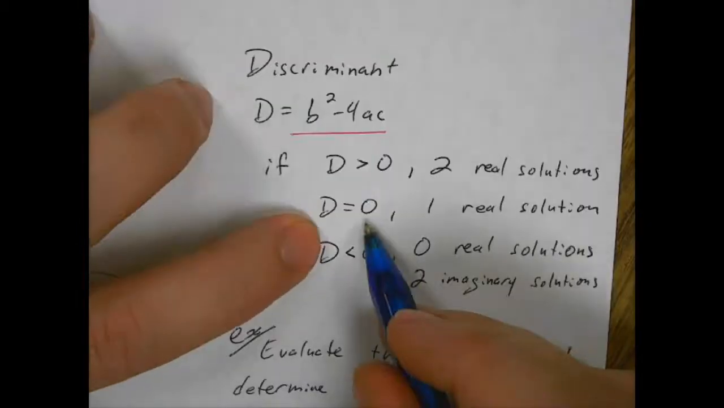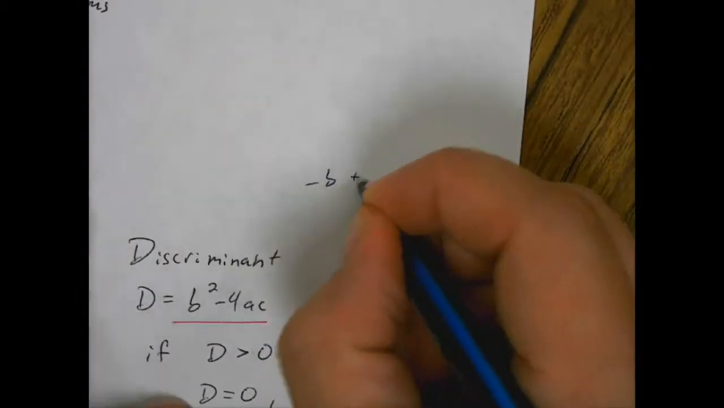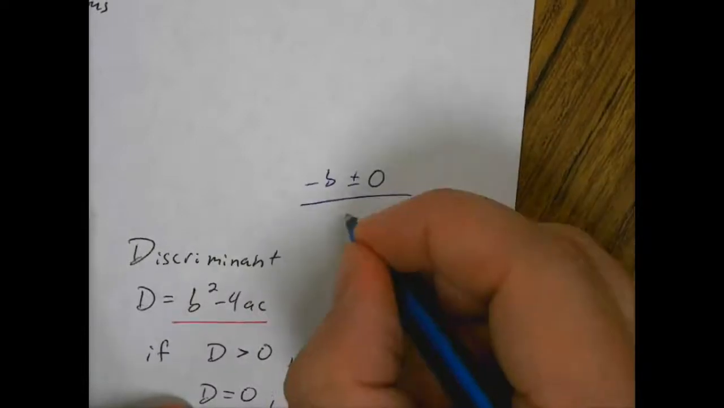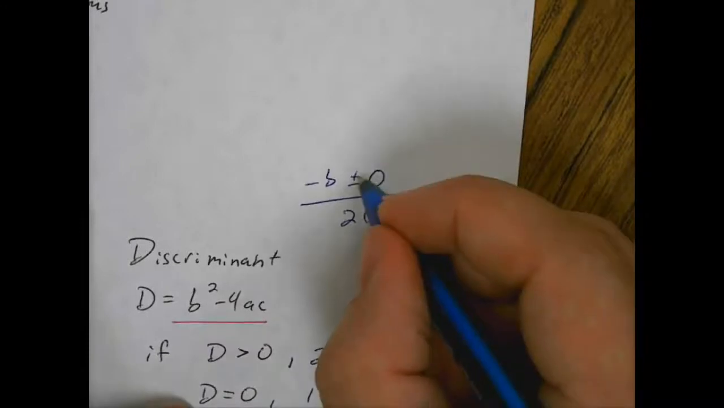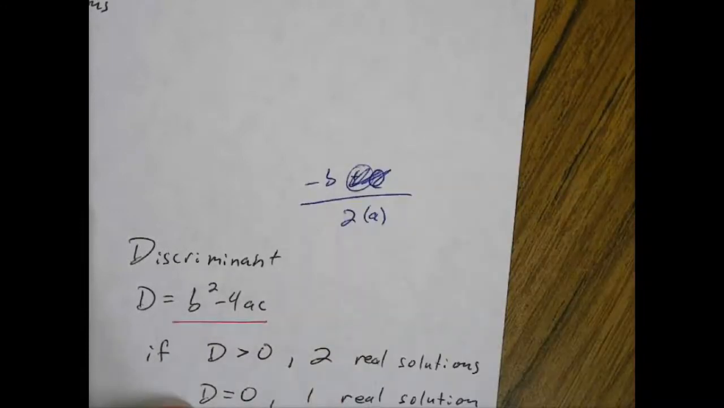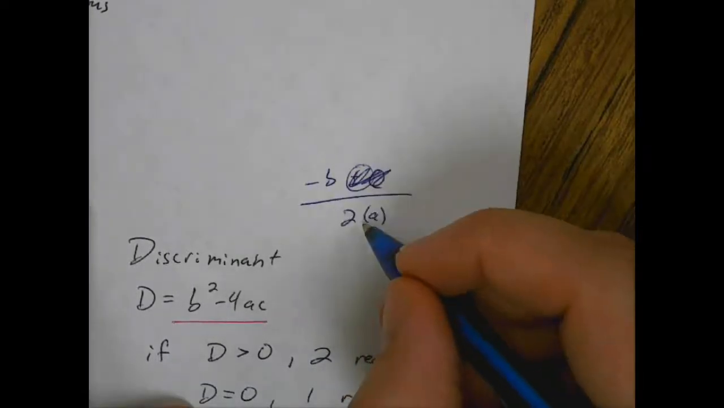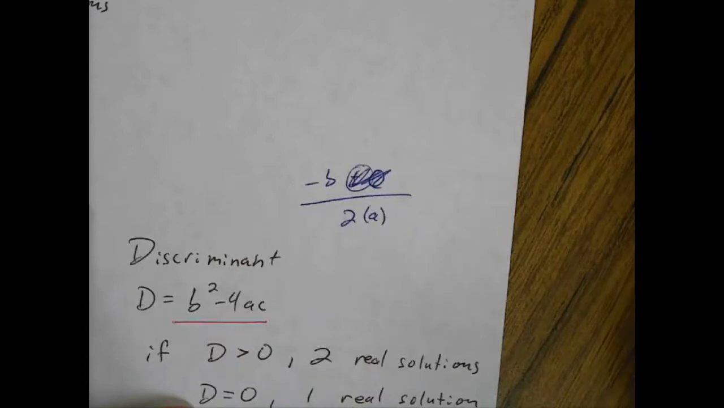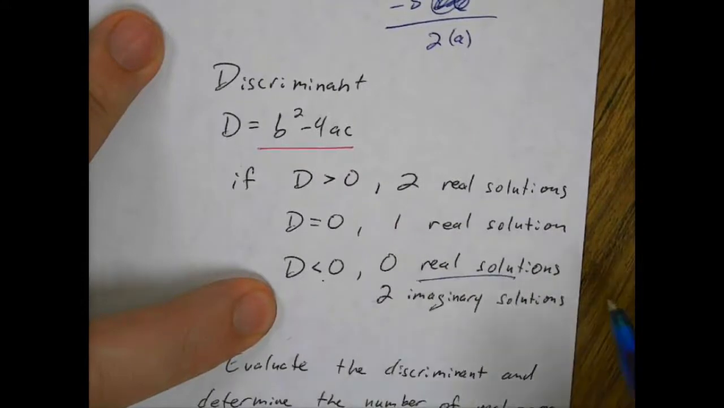If the discriminant is equal to 0, what that means is we would have negative b plus or minus 0, all divided by 2 times a, whatever a is. So this would essentially get rid of our plus or minus, so that gets rid of that part of the equation. So we only have the solution. Actually, check it out, it's where our vertex is, if you guys remember that, negative b over 2a. If the discriminant is less than 0, there are no real solutions, however, two imaginary solutions exist.